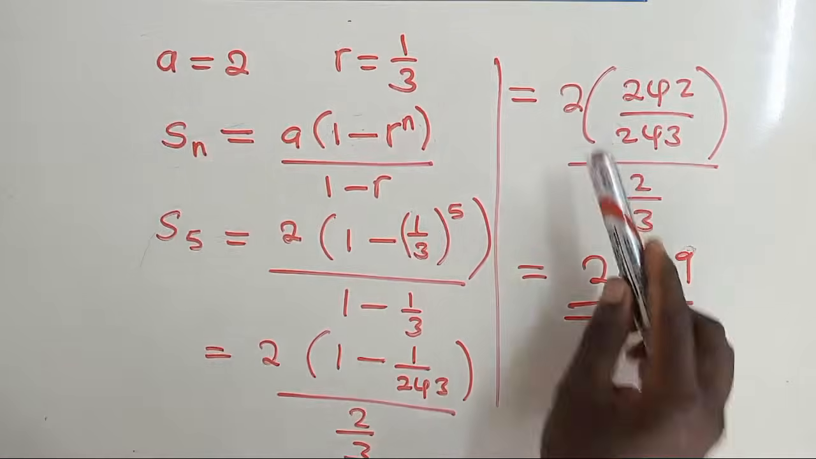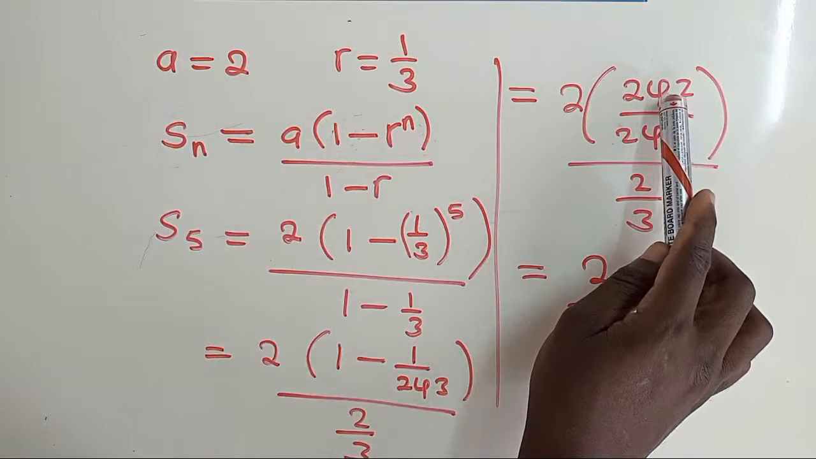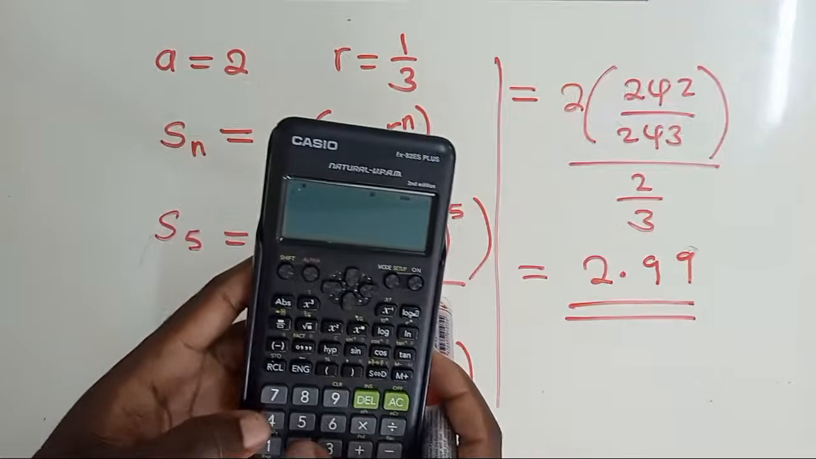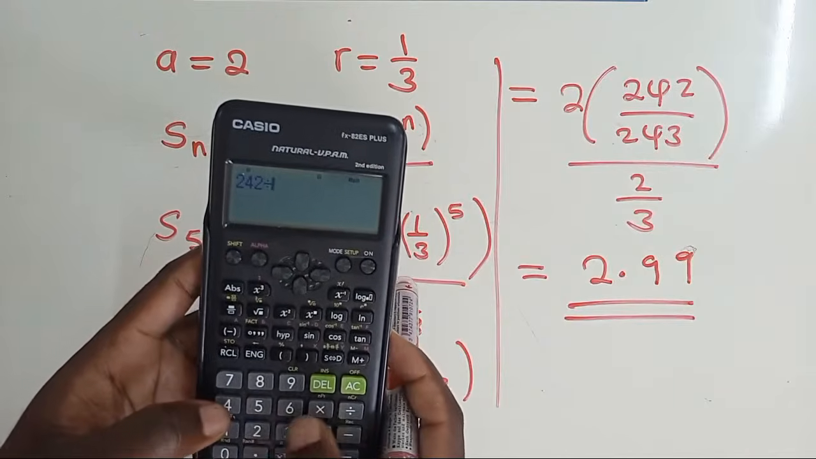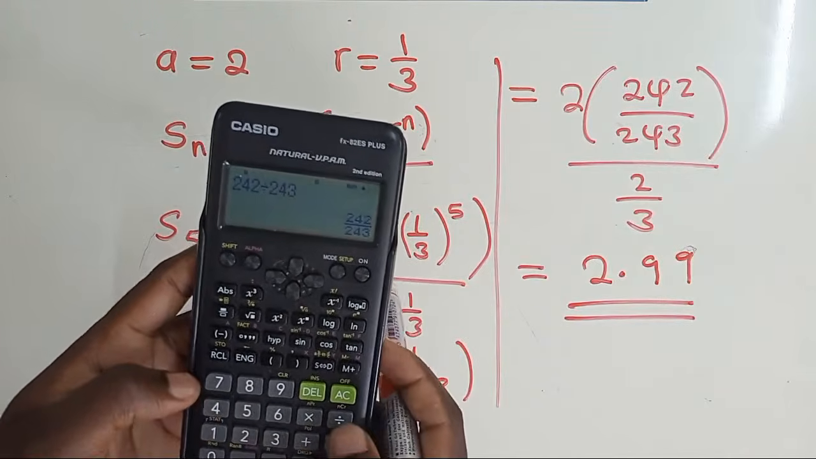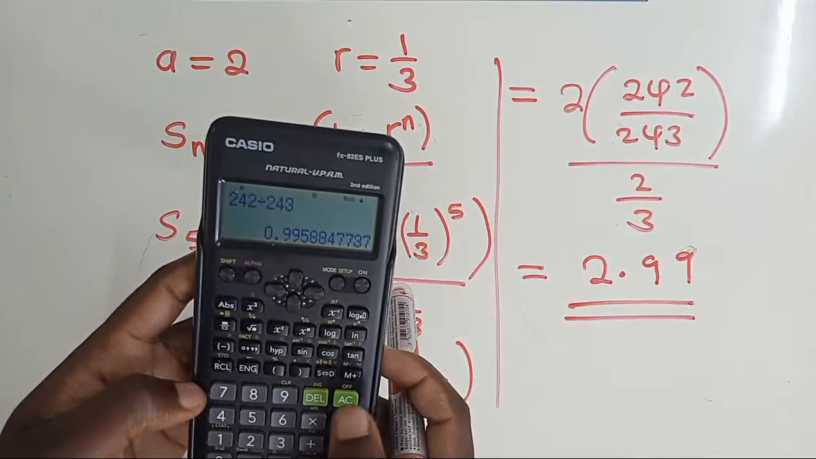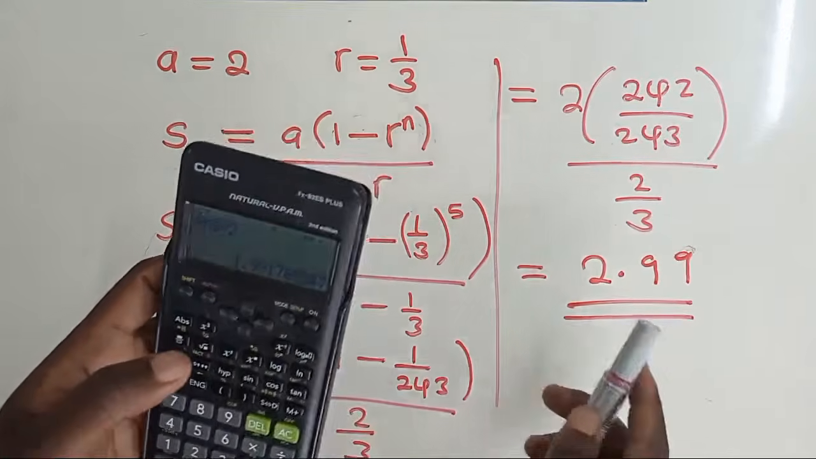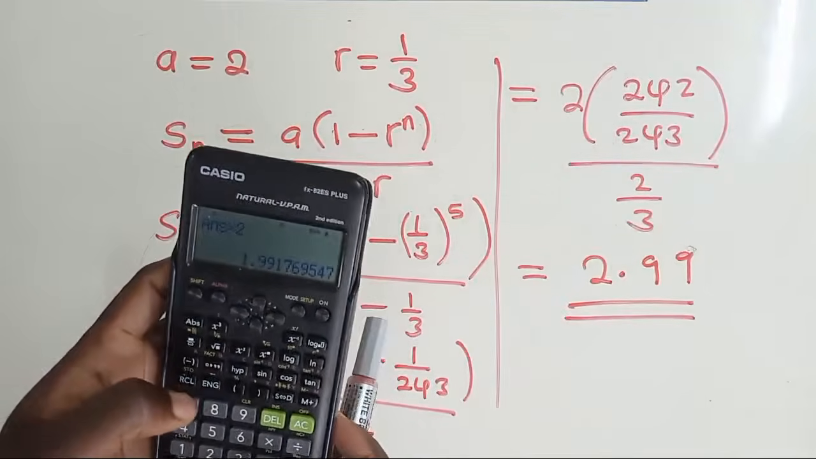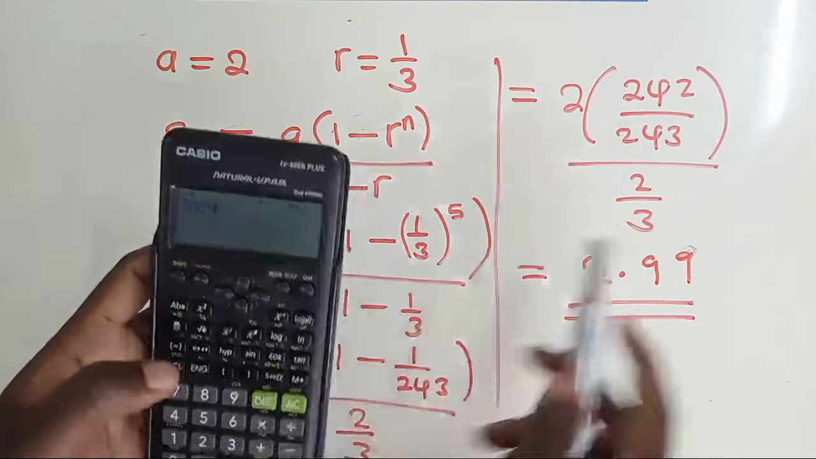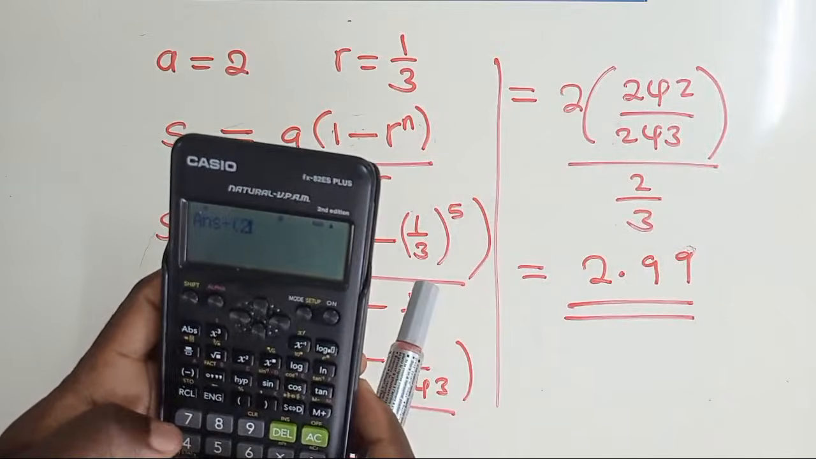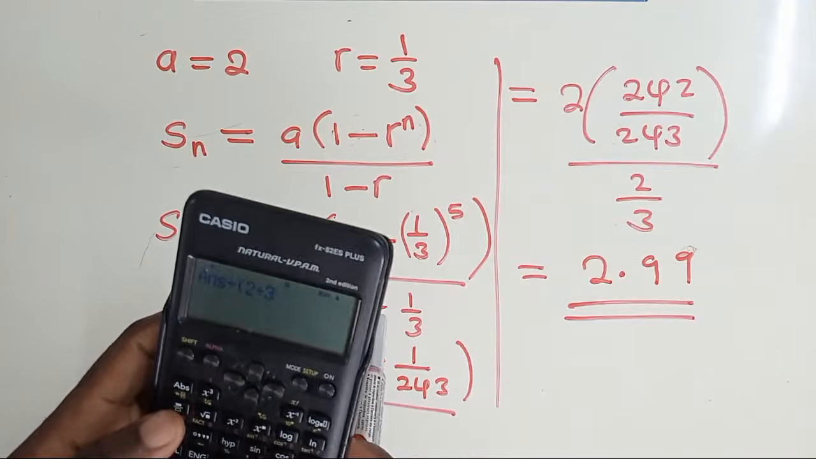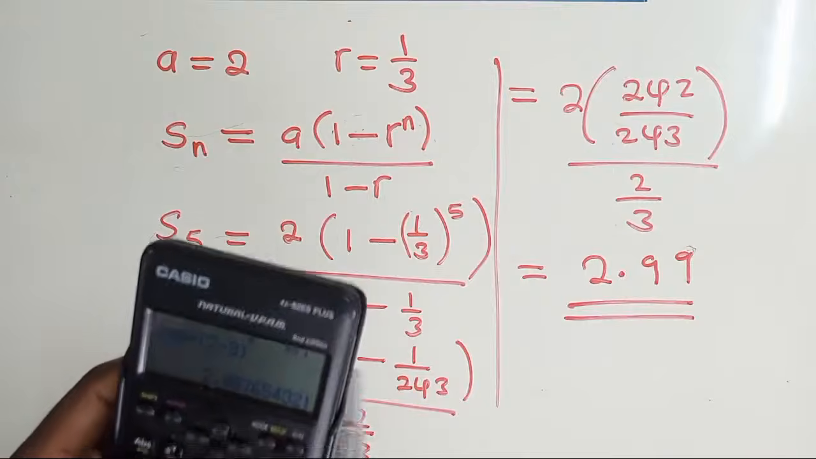So what you do is multiply this times this, and then you come and divide. Or if you want, you can divide. You just say 242 divided by 243. It will give you 0.995, something like that. Then you say times 2 to give you 1.9 something. Then you divide that answer by 2 divided by 3. You just follow BODMAS here, and your answer will definitely come out.